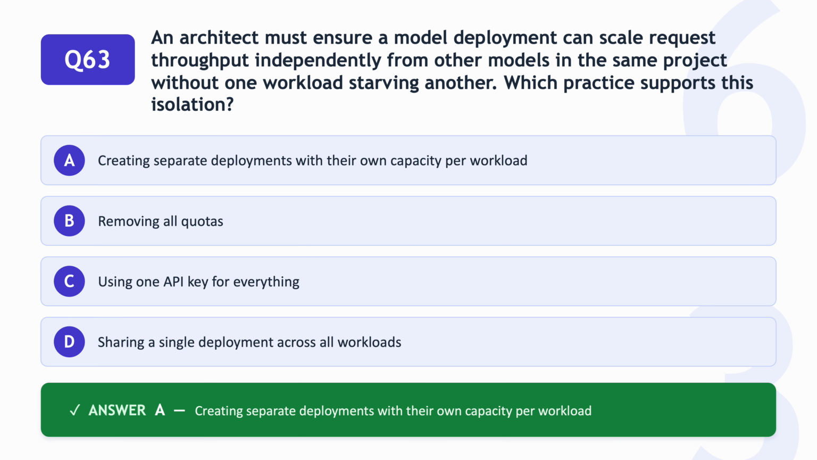Correct answer: A. Creating separate deployments with their own capacity per workload. Why A is correct? The requirement is one workload should not starve another, throughput should scale independently, capacity isolation between workloads. The best practice is to create separate model deployments, and if needed, separate provisioned capacity for different workloads.